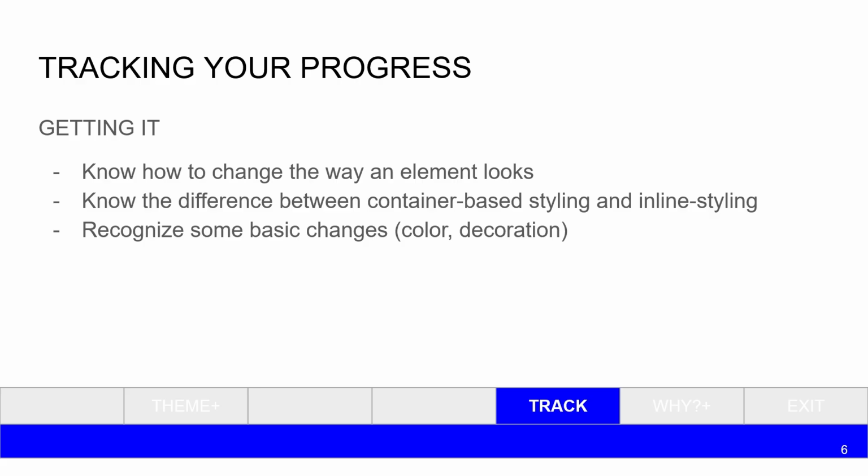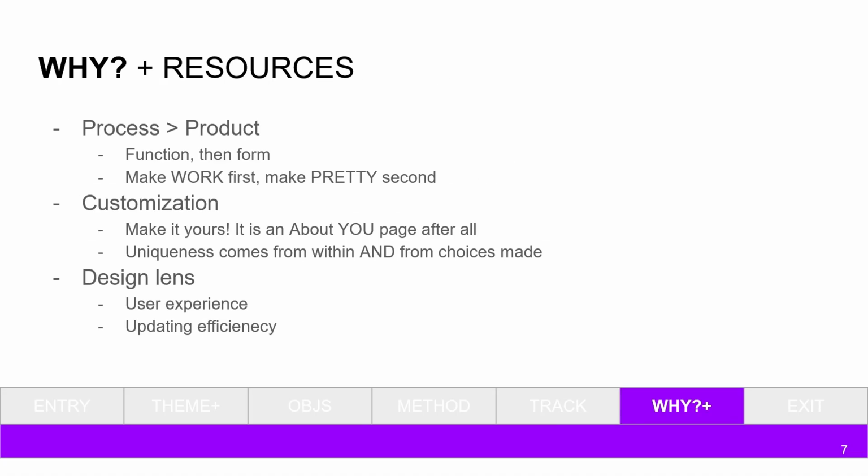Why are we doing this? Again, to reiterate, process is better than product. I want you to practice making it function and then making it pretty, okay? Coming off the entry task, the way I prefer you do it is functional first and then format, okay? Make it work first, make it pretty second. You get to customize this. You make it yours. Because it's an About You page, you get to make it your version of your About You page. And your uniqueness, this is beyond web design in general, your uniqueness as an individual comes from within you as well as from the choices that you make. So the choices you're making with your style represent your unique vision.